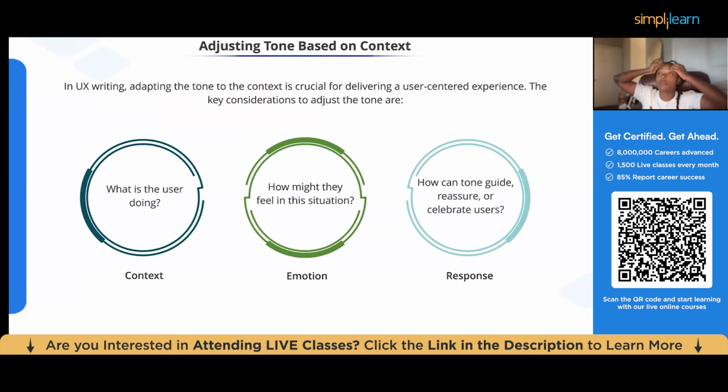And then adjusting tone based on content. In UX writing, adapting the tone to the context is crucial for delivering a user-centered experience. The key considerations to adjust the tone are context, when we discuss what the user is doing, emotion, when we talk about how they might feel in this situation, and then last but not least, when we discuss how tone can guide, reassure, or celebrate users, it's referred to as the response.